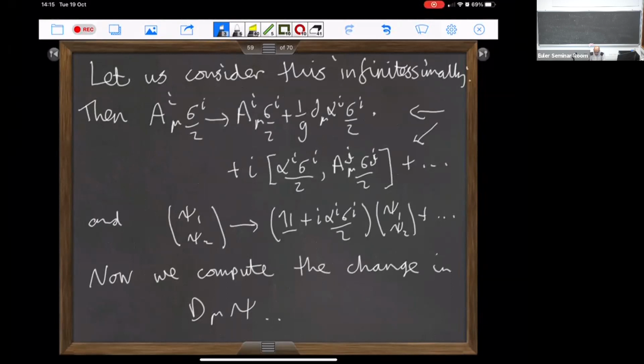So with that in mind, we've now got the transformation of the gauge field and the transformation of the fermion fields. That's the information that we need to compute the change in the covariant derivative of the fermion doublet.